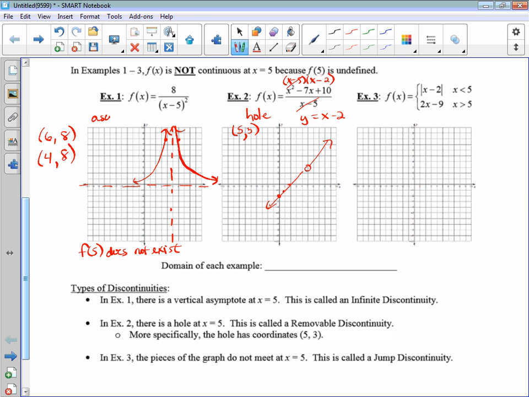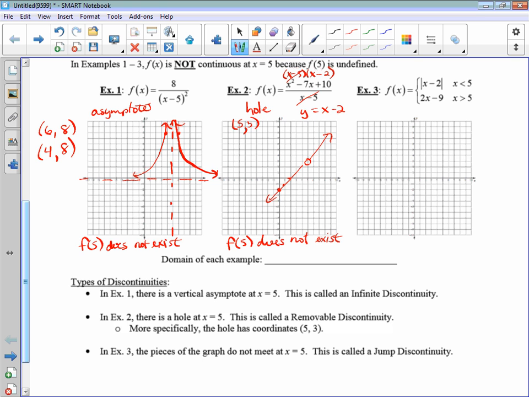So for the first one, we had an asymptote. Second one, we have a hole. F of 5, again, does not exist. What do you think we're going to have on the last one?